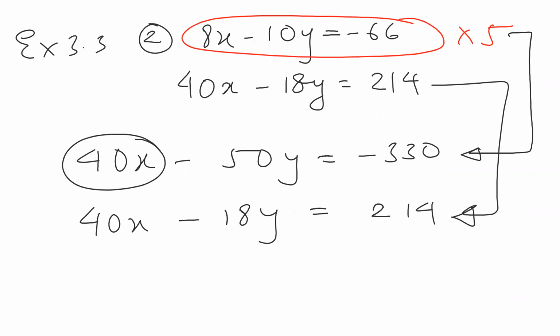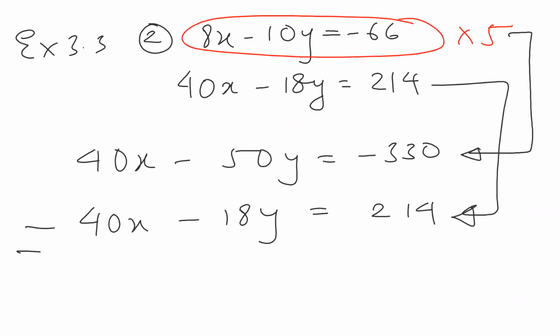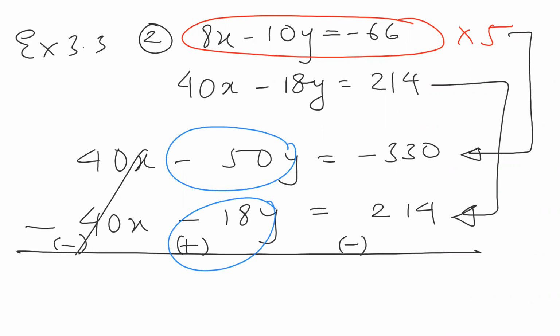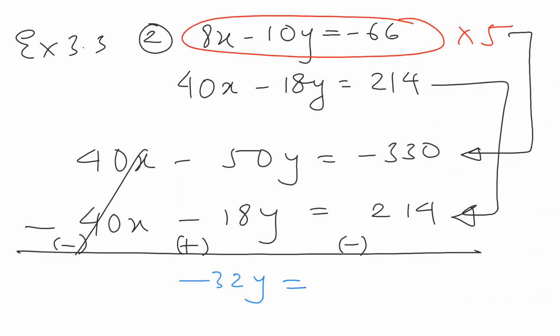Now the coefficient of x is 40 in both the cases. So we'll subtract both the equations. Just subtract both the equations. Okay, this also becomes negative. 40x minus 40x is gone. Minus 50y minus of minus 18y will be minus 50 plus 18. Okay, minus 50 plus 18, that is equal to minus 32y, is equal to minus 330 minus 214, that is minus 544.